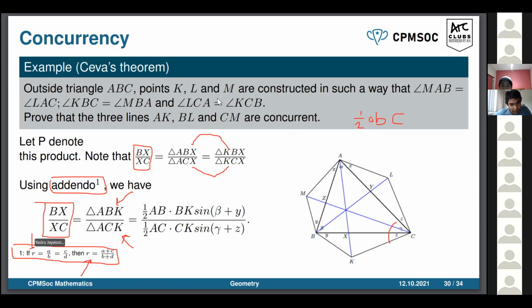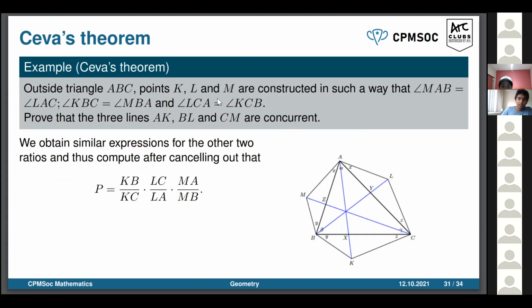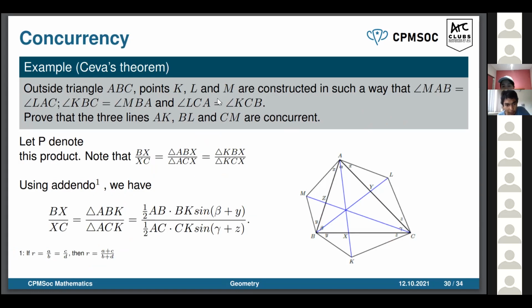Now we have this sine stuff going on. I can move on to the next part of the proof, which is obtaining similar expressions. We found BX over XC here, and that involves the sine formula. Now we can do a similar thing for the other two sides: AY over YC and AZ over ZB.